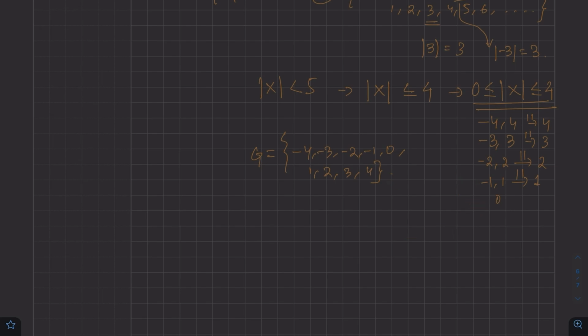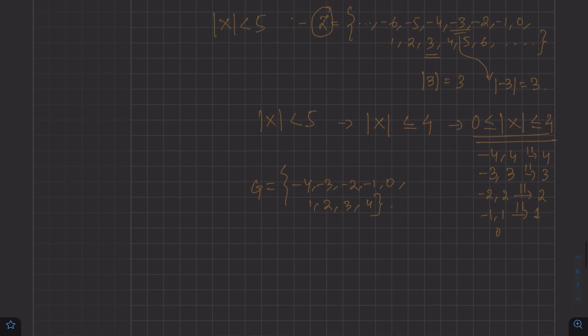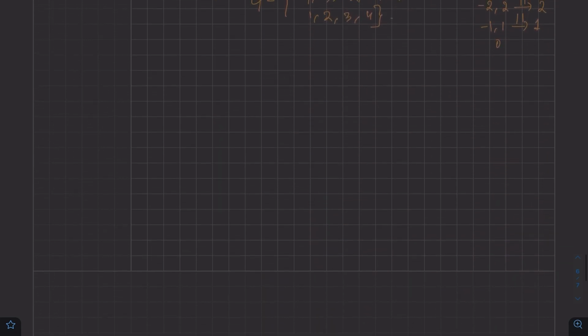So our solution set, or the set G over here, will be something like this. Please keep in mind, having -5 or 5 won't count, because that would mean the absolute value of x would be 5, and that can't be a solution to this particular equation. Let's take another example involving set builder notation and the absolute value.